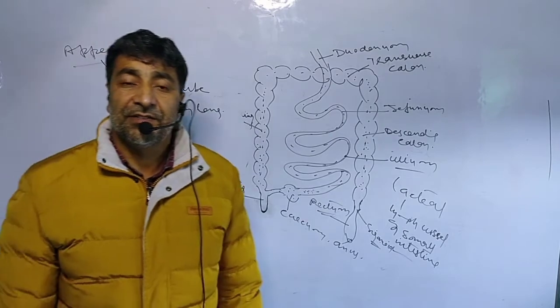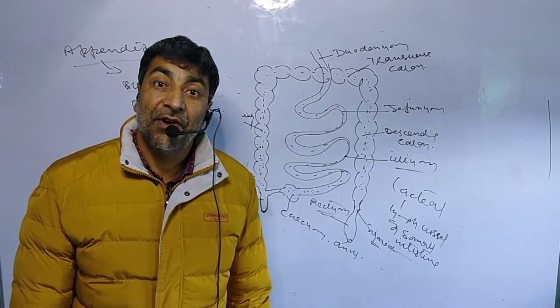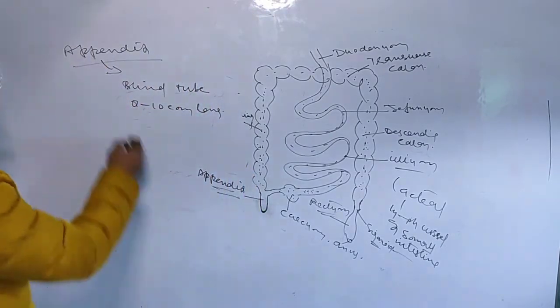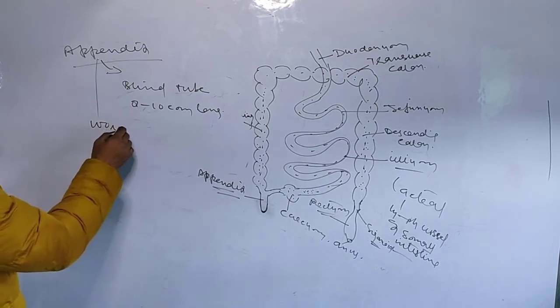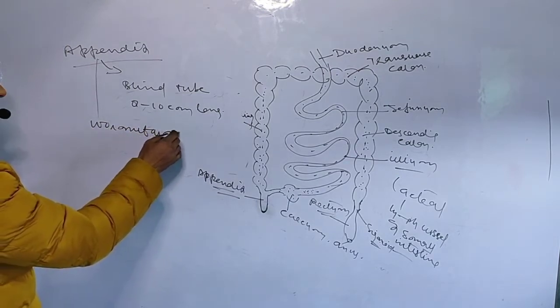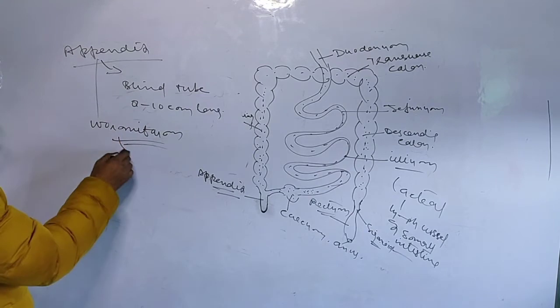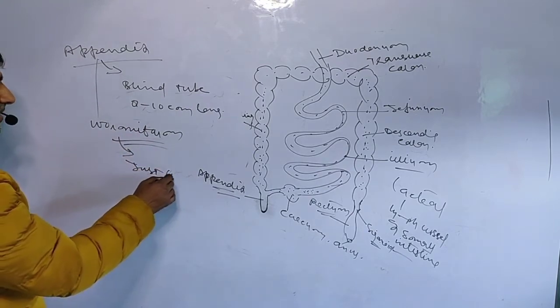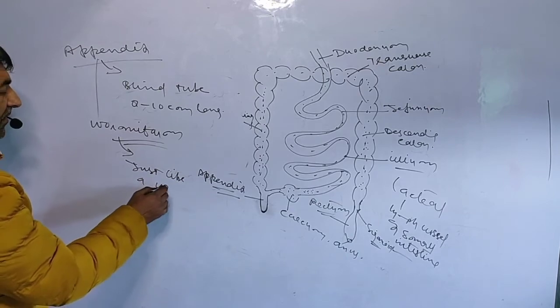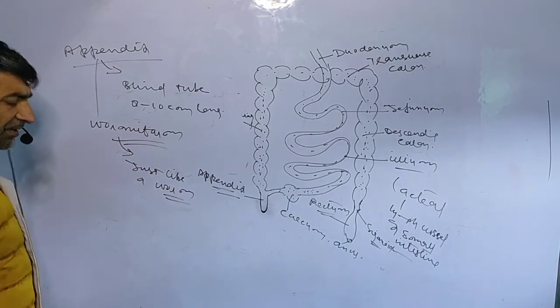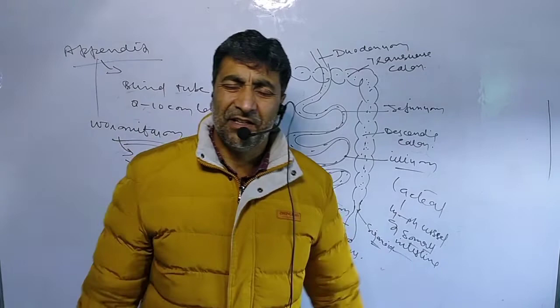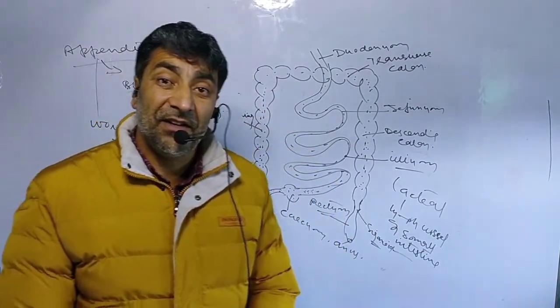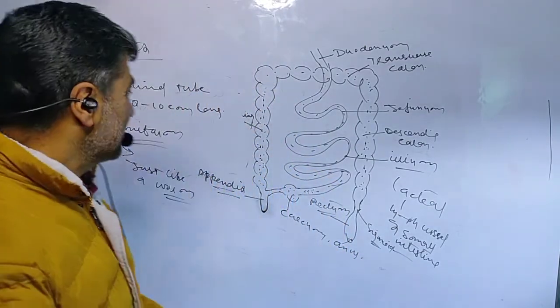This appendix is also called the vermiform appendix. Why is it called vermiform? Because it is just like a worm, like an earthworm. That is why it is called vermiform appendix.